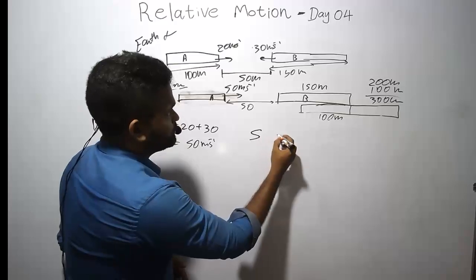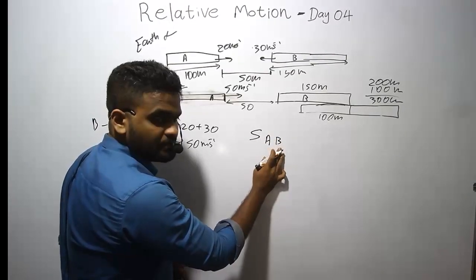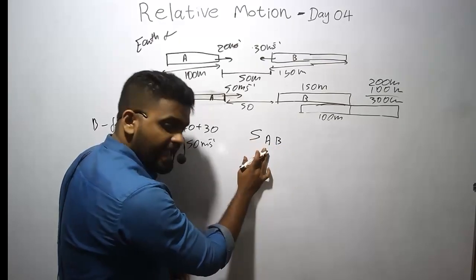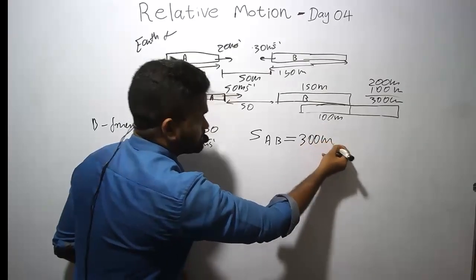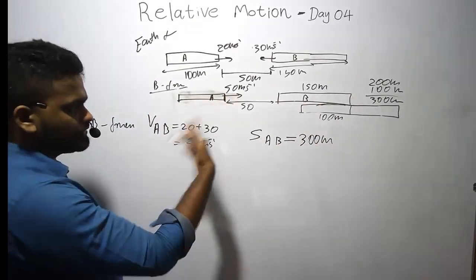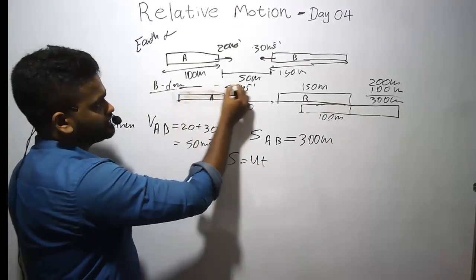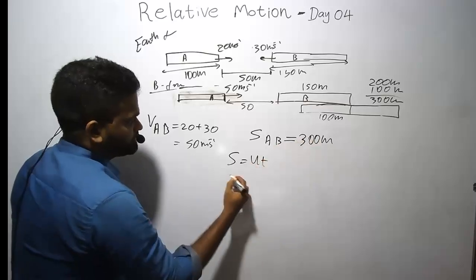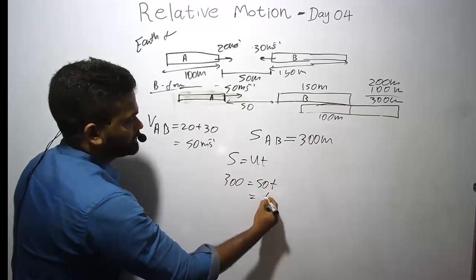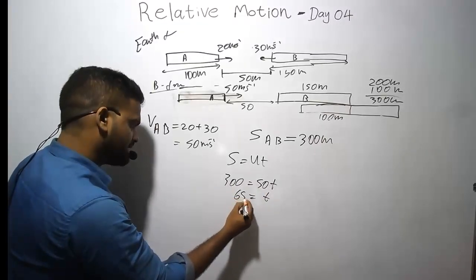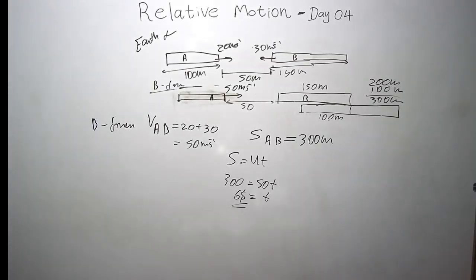So relative to B, A has to do, relative to B means if B is stopped, A has to do a displacement of how much? 300 meters. Now you have to find the time. Now apply S equals ut. This is B frame, right? So SAB is 300. What is VAB velocity? 50. And time. So the time is 300 divided by 50, 6 seconds. It takes 6 seconds. Understood that? Take it down.